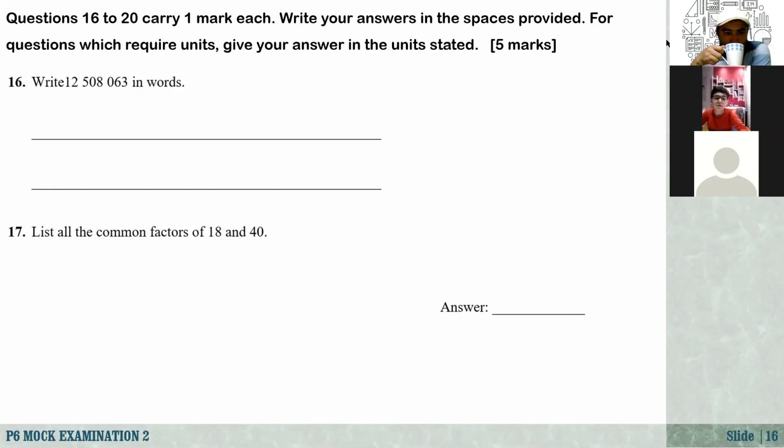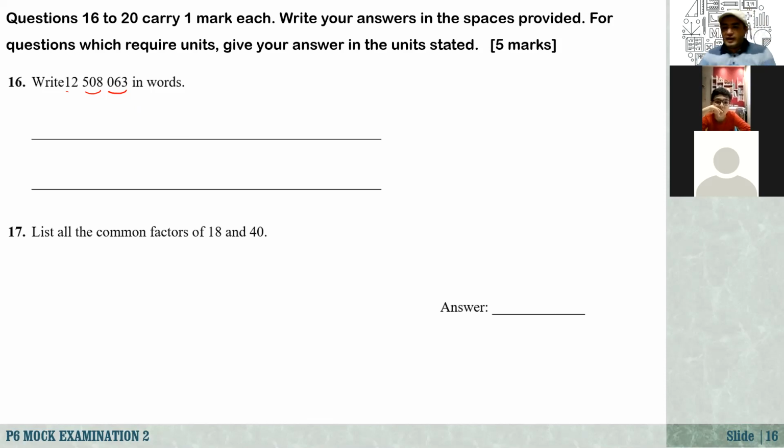Yes. Write 12 million, 5,000... When you are reading numbers, we have to group them, right? It's already grouped actually. Here, the first 3, the second 3. So there's 12,508,063. Okay, 12,508,063. That's it.